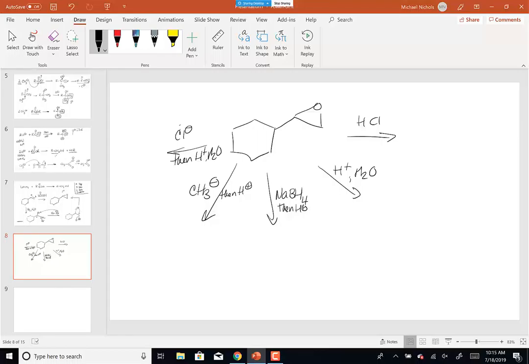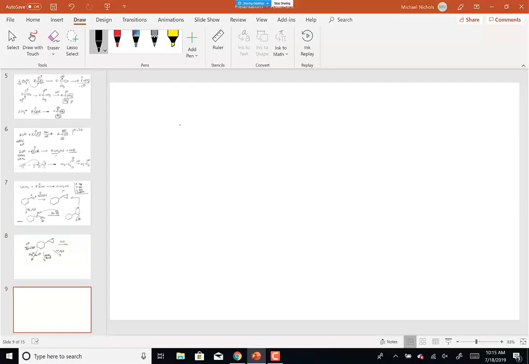So there's reactions to open up that epoxide. Well, that's a good question. What do I mean by opening up the epoxide? There's two ways to open up an epoxide. And by opening it up, I mean I'm going to take the triangle away and just open it up.